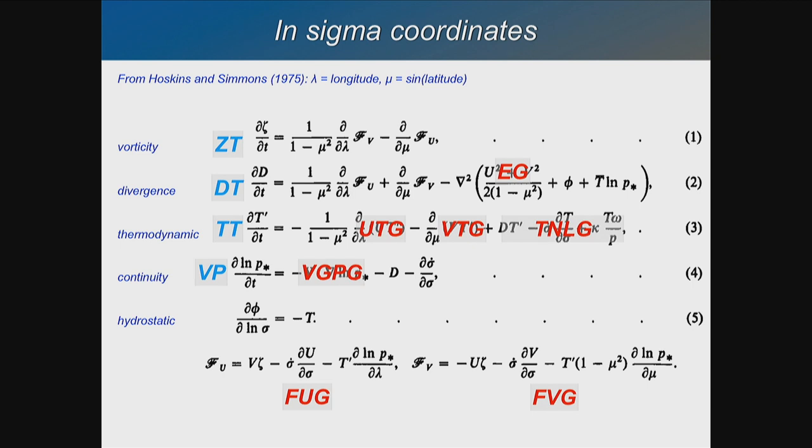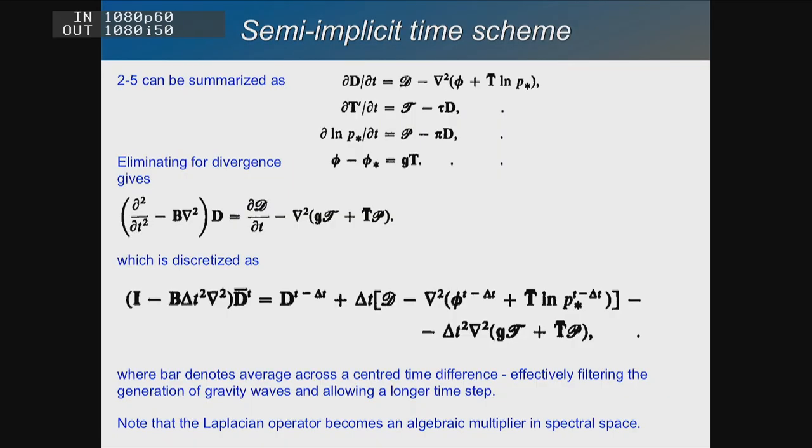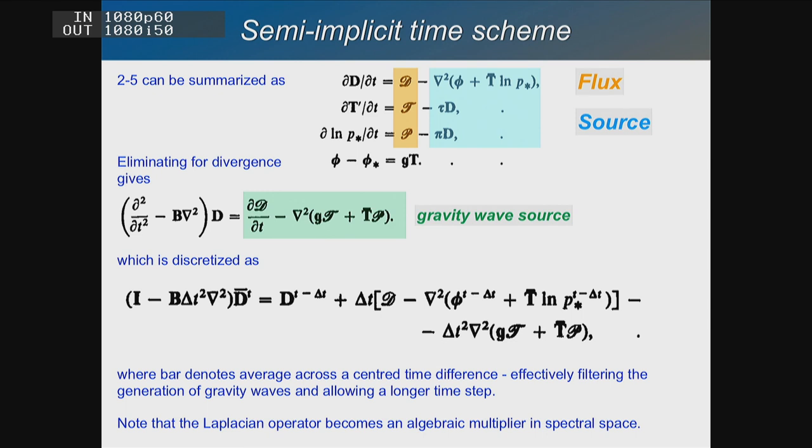All right. This is supposed to be for a very hands-on type training course. The time scheme is a semi-implicit scheme, so you can summarize the divergent part of the flow with these equations, and then you can eliminate for the divergence, and you get this elliptic operator, this wave operator for the gravity wave equation, which has a source here. So we have like fluxes, sources, and the gravity wave source. And it's that part which needs to be solved semi-implicitly.